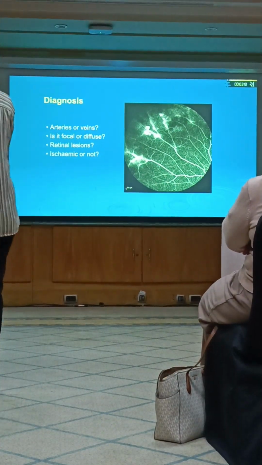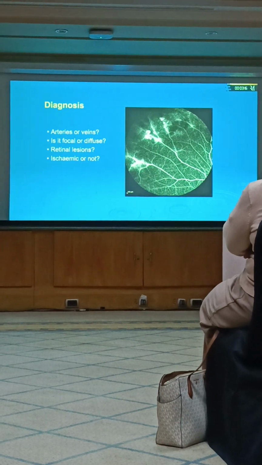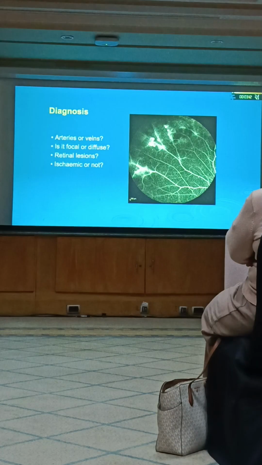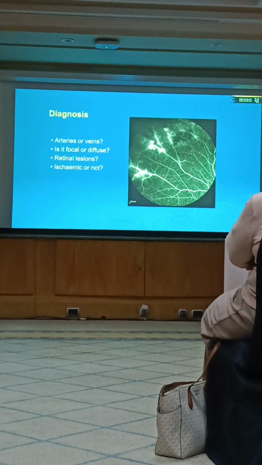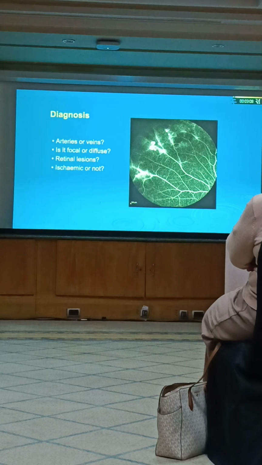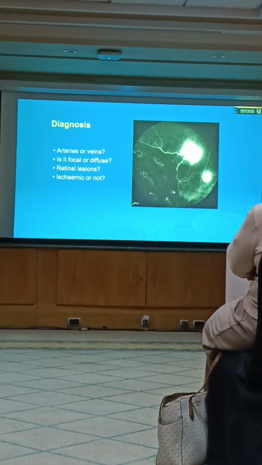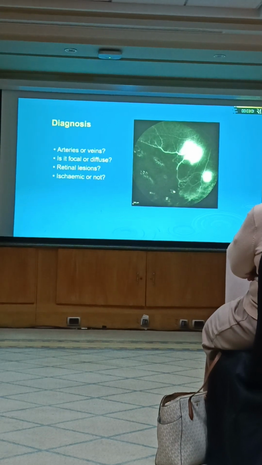Does it affect arteries or veins? I think it affects veins. It is clear here it affects veins, okay. Is it focal or diffuse? Focal, okay. Retinal lesions, we can judge here. Is it ischemic or not? Ischemic, good. And this is the other eye, it shows almost the same.